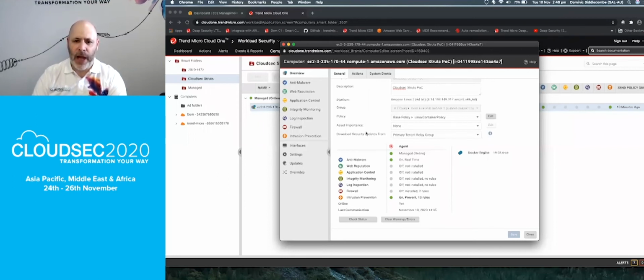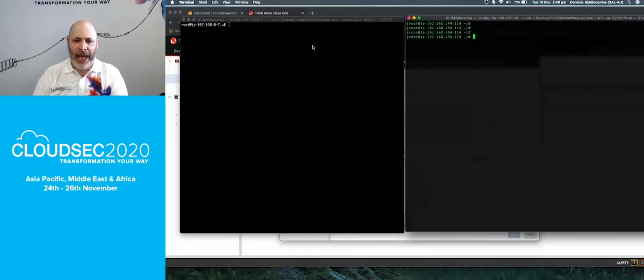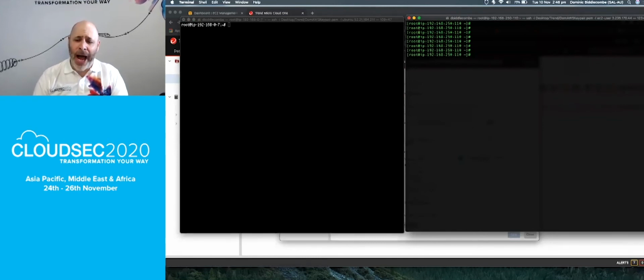So this particular server, as I mentioned, is running Amazon Linux 2. However, it's also running Docker. And as part of the installation of the agent, that same agent is able to detect and protect any running Docker engines and containers which may exist on this host. So I'm going to jump over to my environment. On the left-hand side, I have an attack system where I'm going to be running the exploit from. And on the right-hand side, I have my Linux host, which you saw in the Workload Security console.